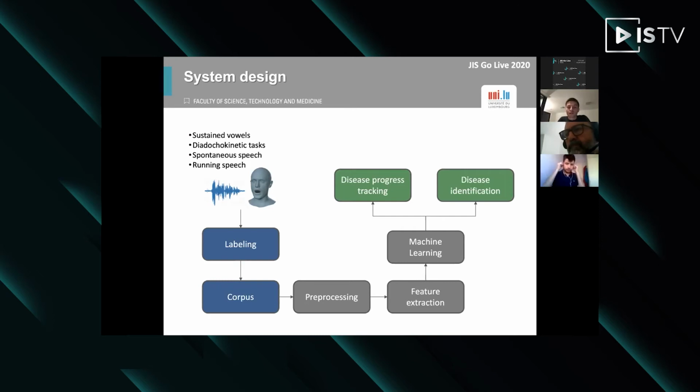After the data is collected, it should be properly labeled, and the labels depend on the particular task. So if it is the disease identification task, then the labels are simply the healthy participant or the person with Parkinson's disease. But in case the task is to track the progress of disease, then the labels are some kind of rating of the disease on a given scale, and there are several different scales that can be used for this purpose.